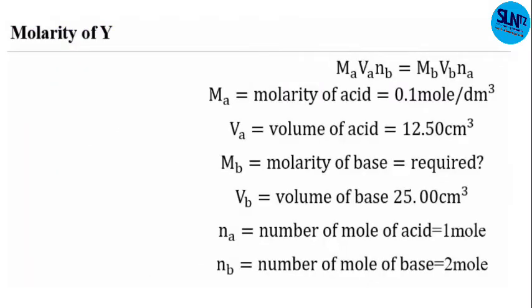Then the molarity of Y. For the molarity of Y, we use the MAVA and MBVB formula, the molar ratio formula. MAVB equals MBVA, with the mole ratios. So the molarity of acid is 0.1. The volume of acid is 12.5. The molarity of base is required. We are finding the molarity of Y, which is the molarity of base. The volume of base is 25 mL. The number of moles of acid is 1 and the number of moles of base is 2.